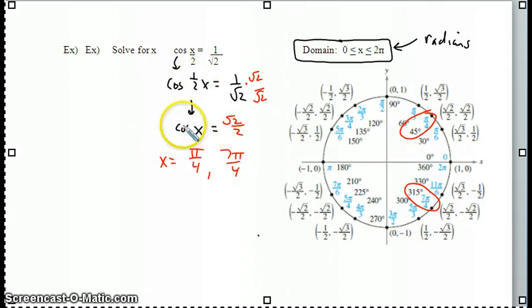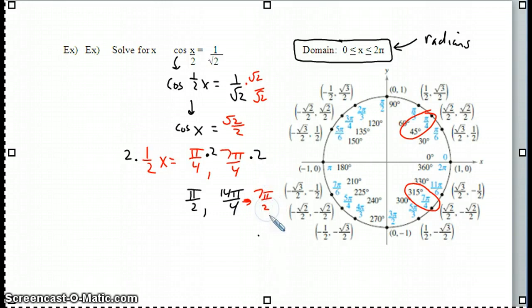But technically, we weren't solving this as if it was cosine of x. It was really half x. So half x is equal to this. If I'm trying to solve for x, I need to get that x by itself, so I need to get rid of that half, so I'm going to have to multiply all of these answers by 2. So this would make pi over 2, and this would make 14 pi over 4, which, if I reduce that, will end up being 7 pi over 2.